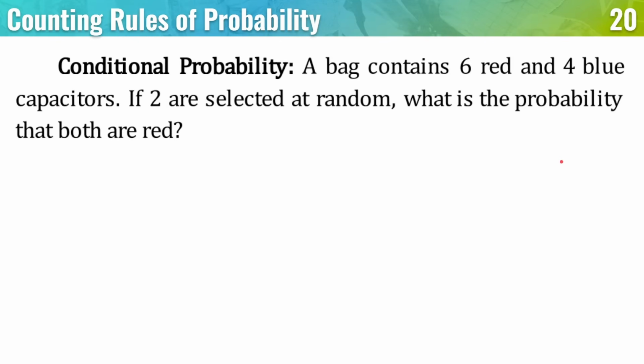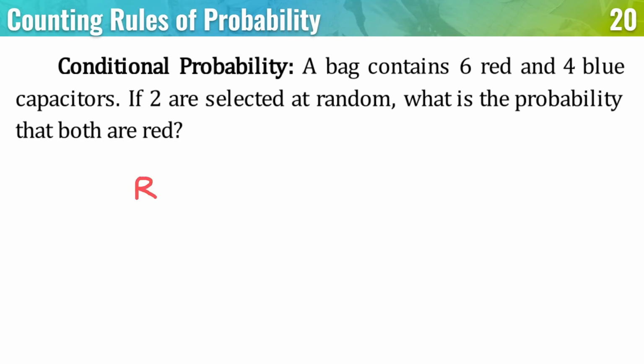Next up, we have conditional probability. So this is used when we assume the first event to be true to determine the probability of the second event. So a bag contains 6 red and 4 blue capacitors. If 2 are selected at random, what is the probability that both are red?